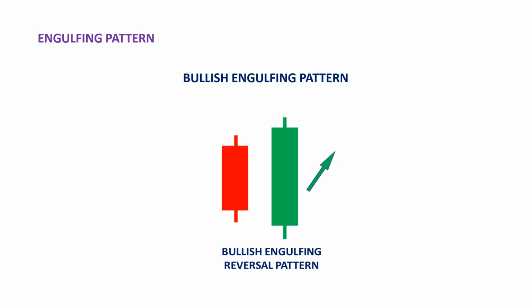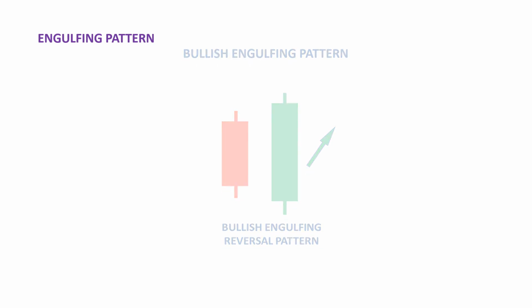When this pattern appears at the support level or at the bottom of a downtrend, it indicates that buyers have entered the market with a strong conviction and are ready to drive the price higher. This suggests a potential reversal of a downtrend and the start of an uptrend.